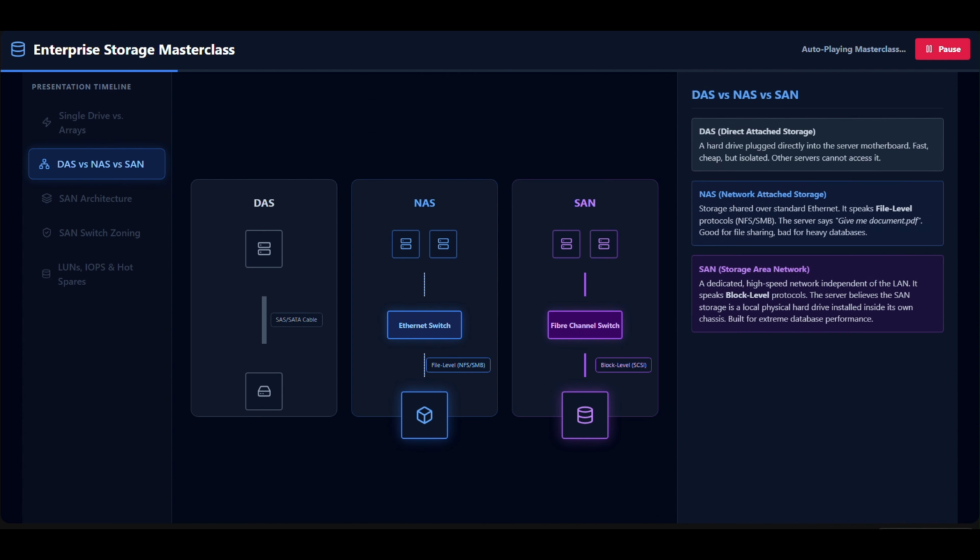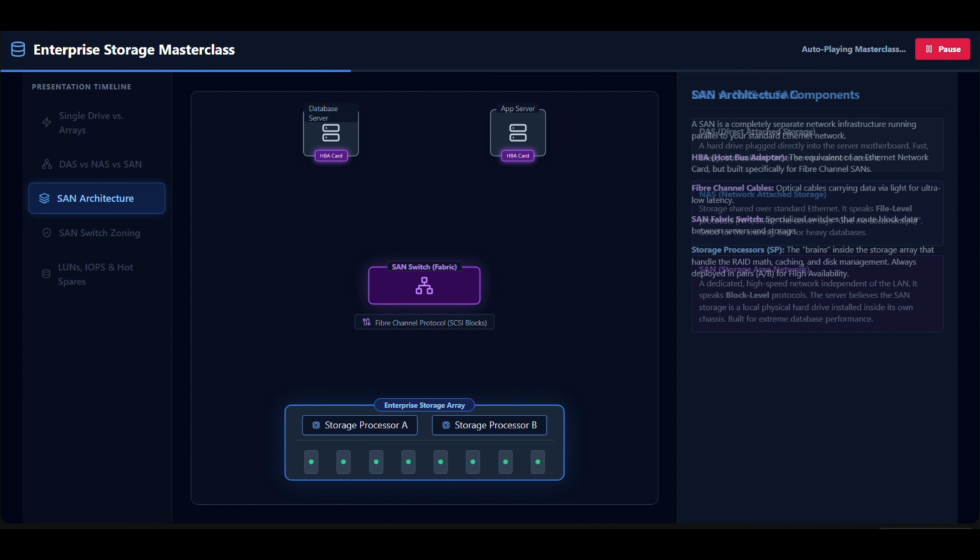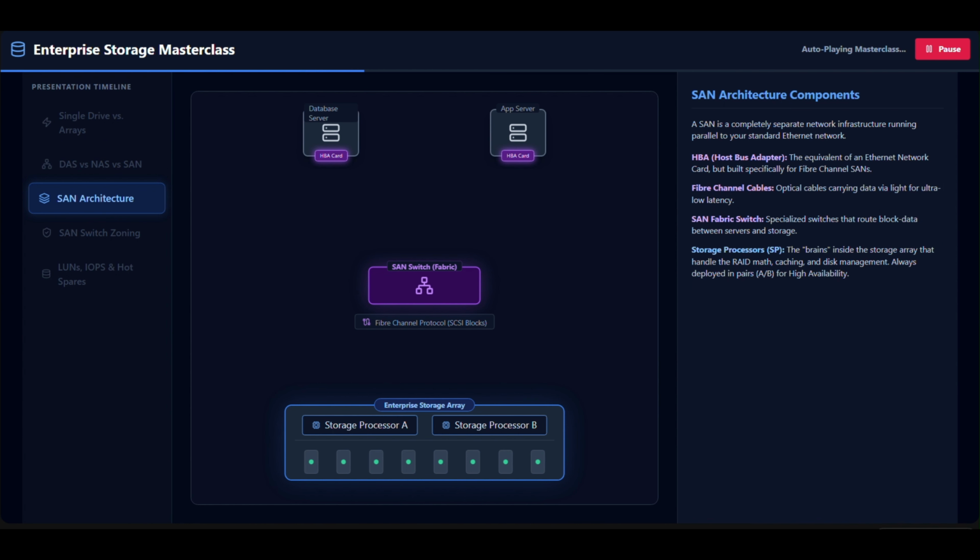Storage networks come in three main topologies. Direct Attached Storage, or DAS, is plugged directly into a single server. Network Attached Storage, or NAS, shares file-level data over standard Ethernet switches. But for extreme performance, enterprises use a SAN, a storage area network. A SAN speaks block-level protocols, making the network storage feel like a local physical drive to the server.